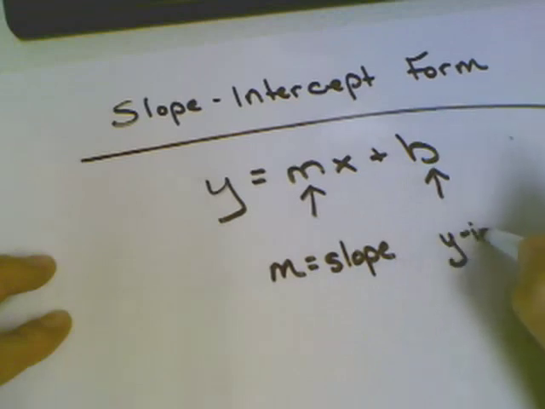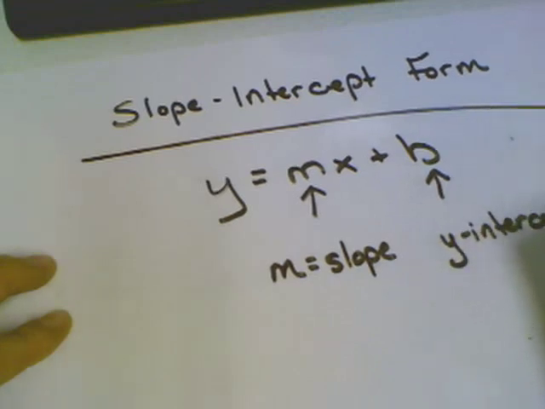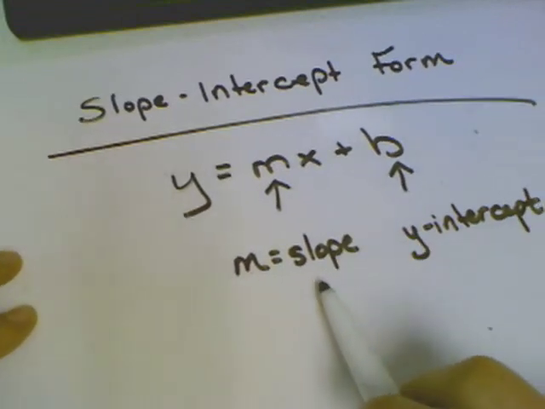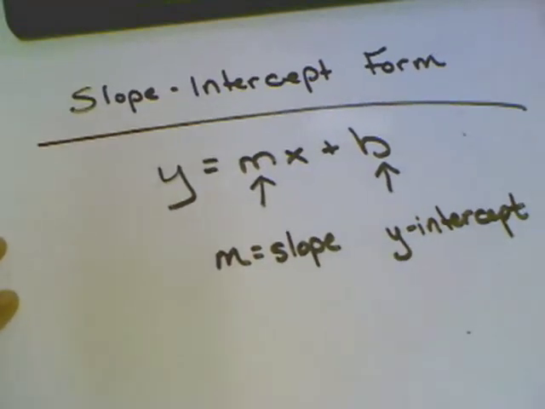B is the y-intercept of the line, where the line crosses the y-axis. Using these two pieces, the slope and the y-intercept, I can graph the line.